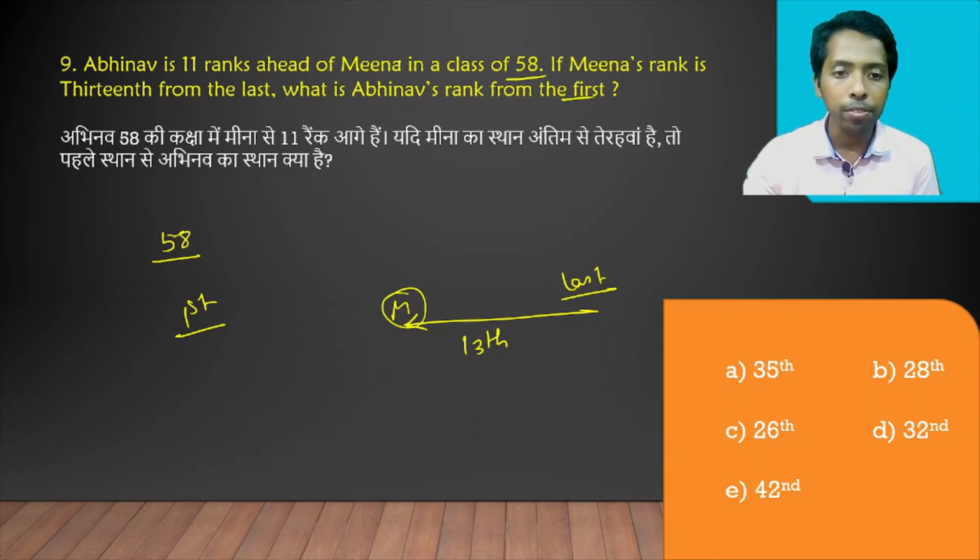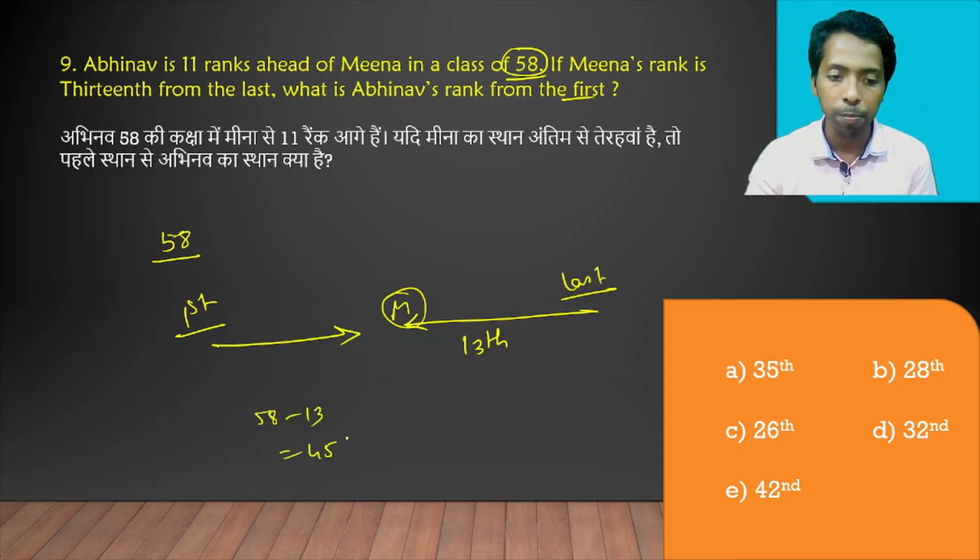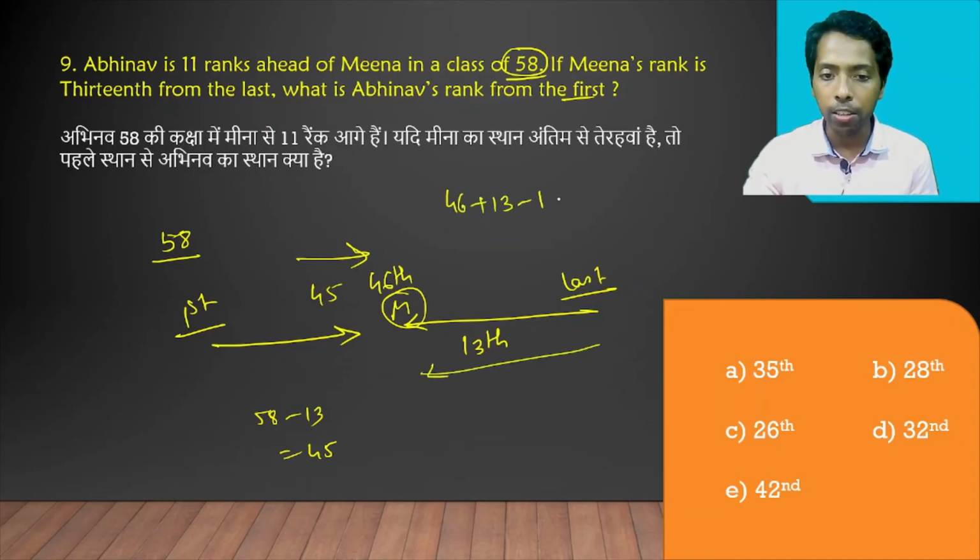Now Meena's rank is 13 from the last. We have some information here, that is a total of 58 students. So Meena's rank from the first we can calculate, that is 58 minus 13, that is 45. Now 45 is the number of students before Meena, right? So from the first, 45 students are already there. 46th place is for Meena. 46th place from the front and 13th place from the last. That's why 46 plus 13 minus 1 satisfies the total number of students in the class.